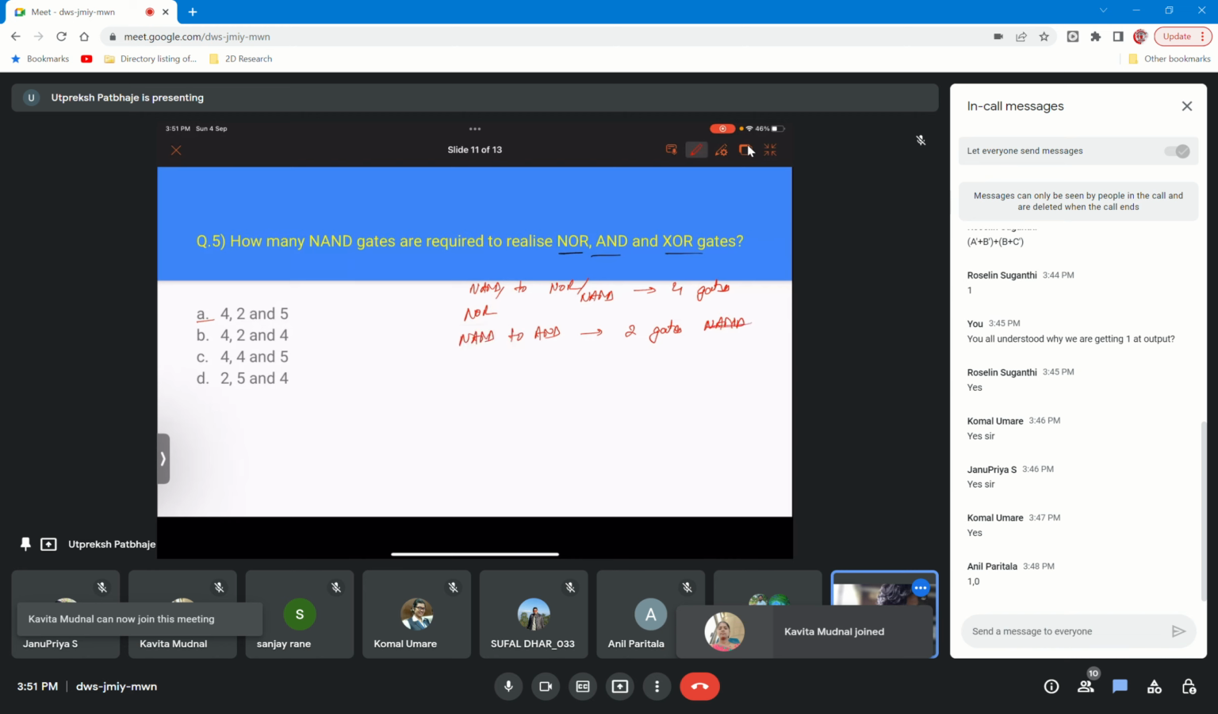And then XOR gate. So this takes five gates. So 4 to 5 is correct answer. And I have not included the figures to this implementation.